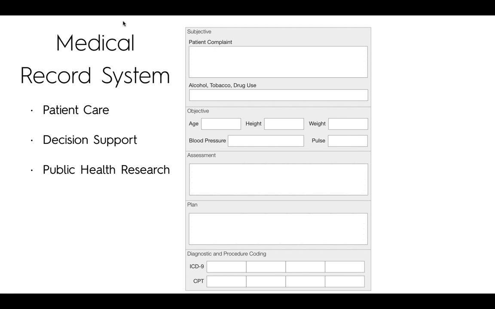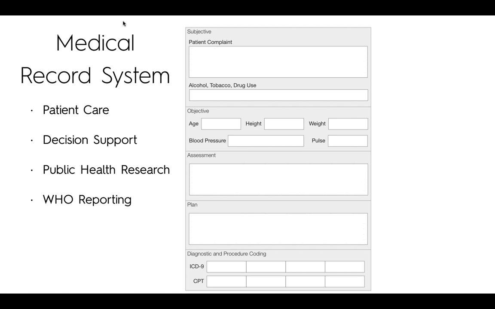But this is used all around the world, whether or not there's billing involved, to try to coalesce all the previous information that has been collected about the patient into some kind of normal format that is universally understood. All of this data that's gathered into the medical record system is used for a couple of different things. Of course, primarily you care about patient care. You care about the patient who has come in actually getting resolution for their complaint.